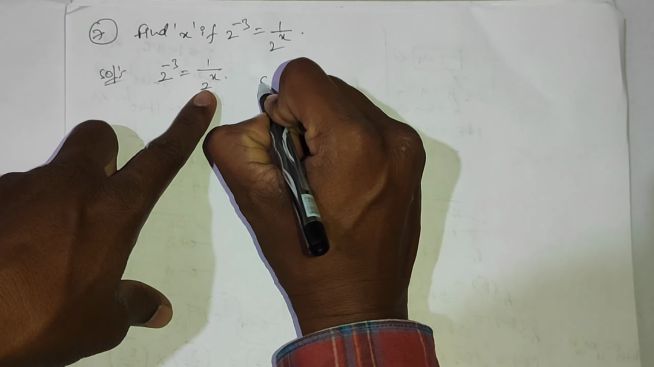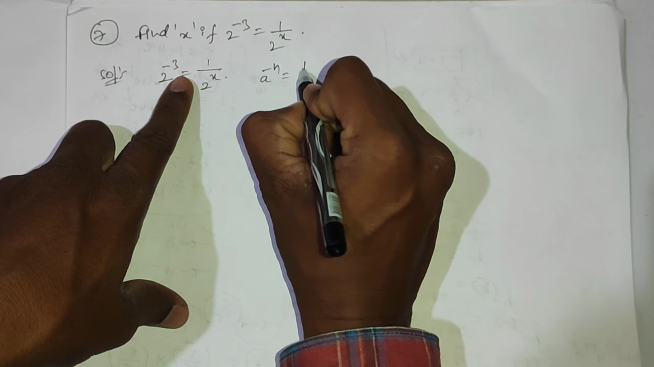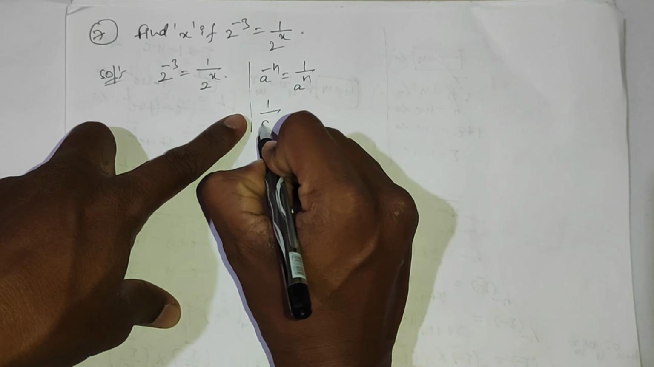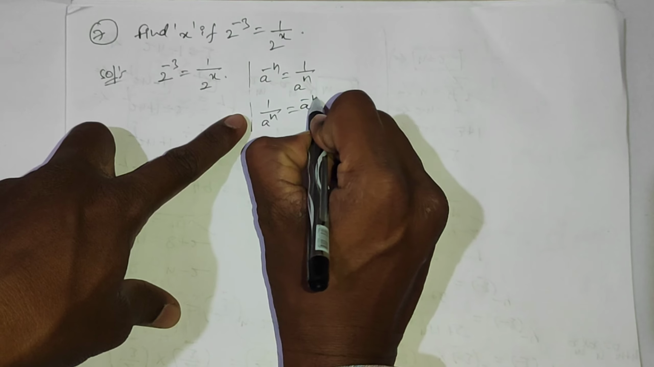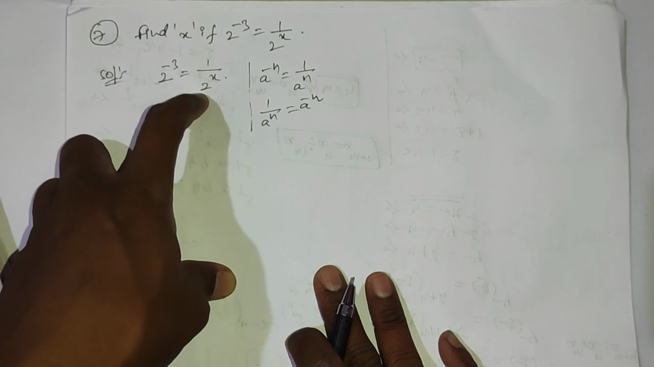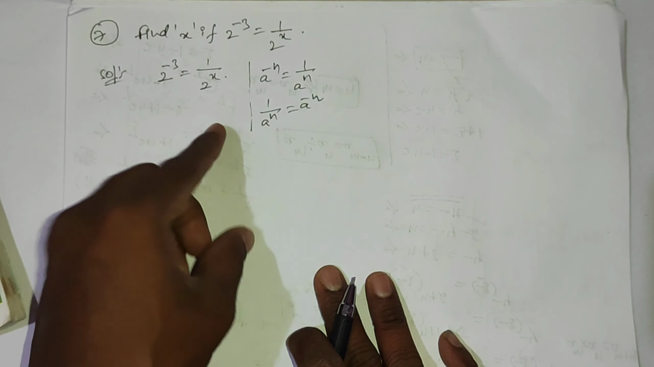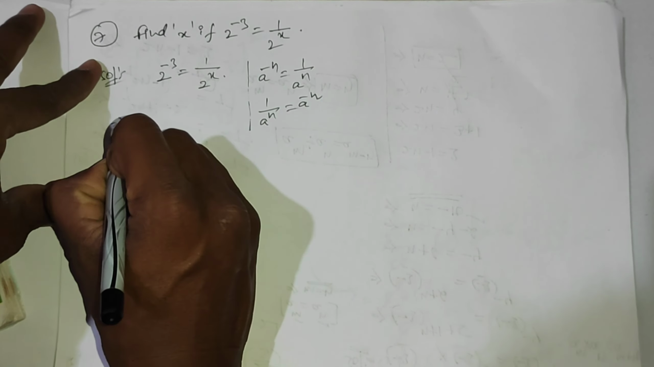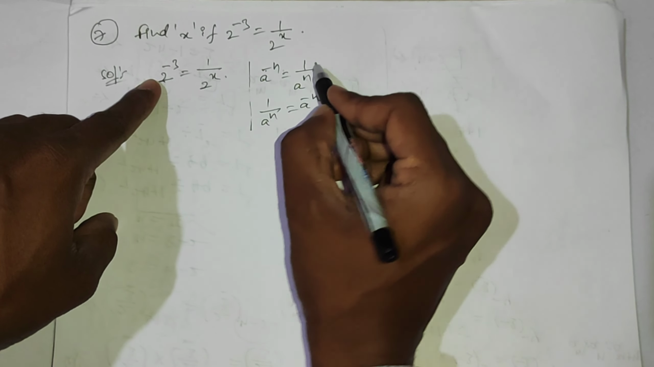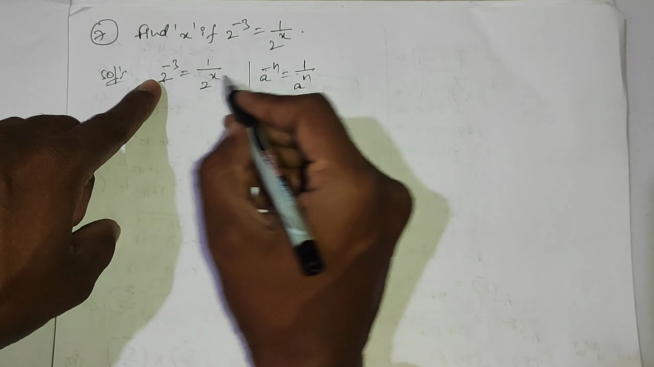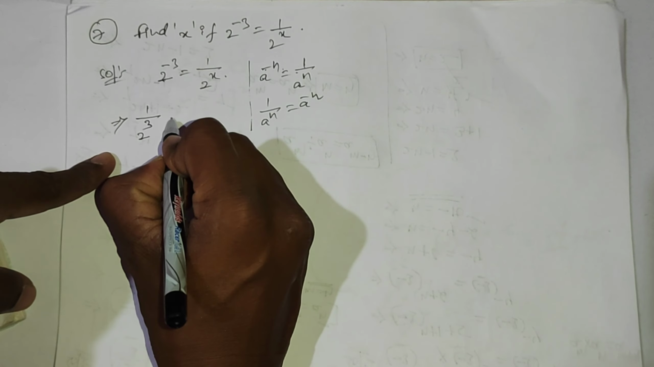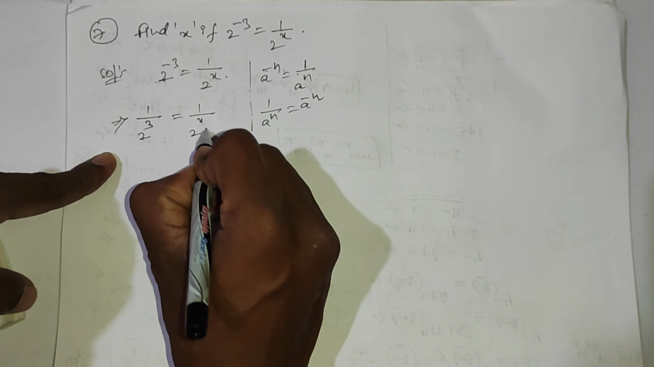So we know the formula: a to the power of minus n is equal to 1 by a to the power of n. Or else you can write 1 by a to the power of n is equal to a power minus n. Now you can change either 2 power minus 3 or 1 by 2 power x. If you change anything, you will get the same answer. So first we will change 2 power minus 3. Now it is in the form of a to the power of minus n. What is the formula? 1 by a power n. Now this one we can write as 1 by 2 power 3, is equal to 1 by 2 power x.